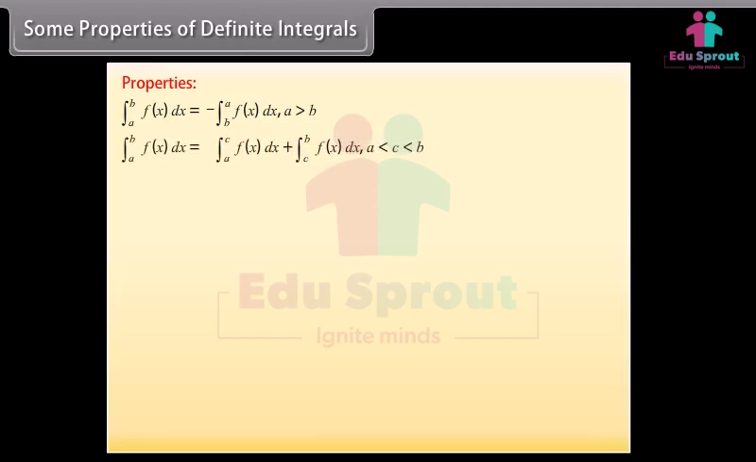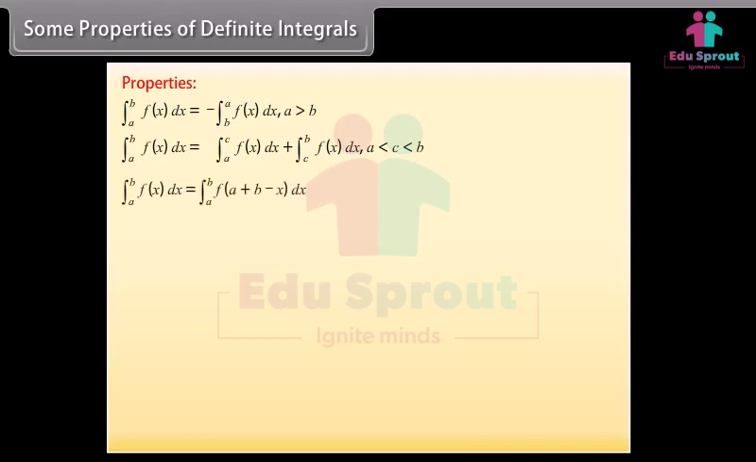The integral of f of x with lower limit a and upper limit b with respect to dx is equal to the integral of f of x with lower limit a and upper limit c with respect to dx plus the integral of f of x with lower limit c and upper limit b with respect to dx, where a is less than c is less than b.